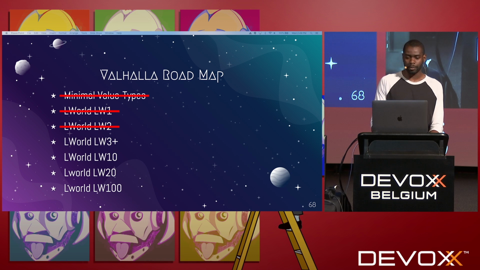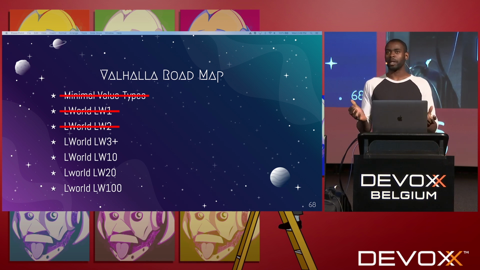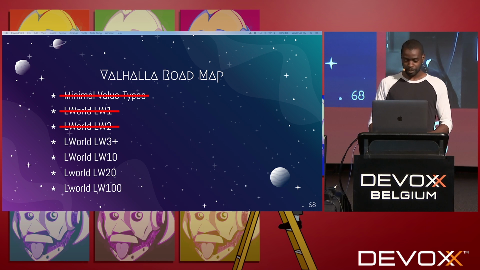So where is Valhalla going? Right now we're somewhere between LW3 and LW10. The examples that I showed you earlier are based on LW2. And the design challenges that were just discussed are things that will have to be determined before LW10. LW10 is going to be the first official production-ready release. So at this point, all of those design challenges will have been solved. LW20 will add support for migrating value-based classes, and LW100 will add support for specialized generics. So at this point, Valhalla will be complete. There isn't really a timeline, unfortunately, right now, but it is coming. So stay tuned for that.